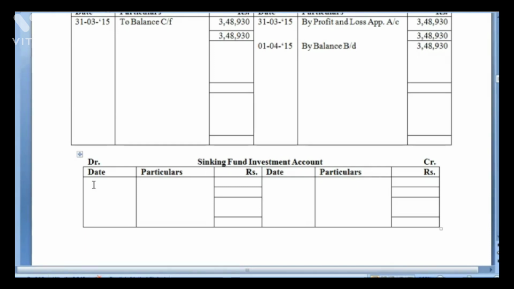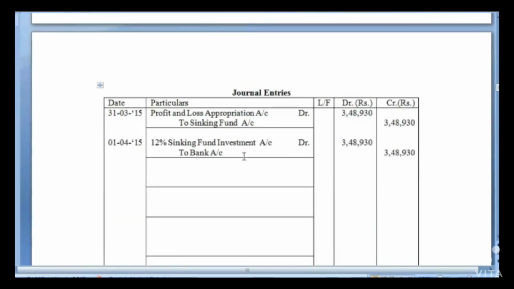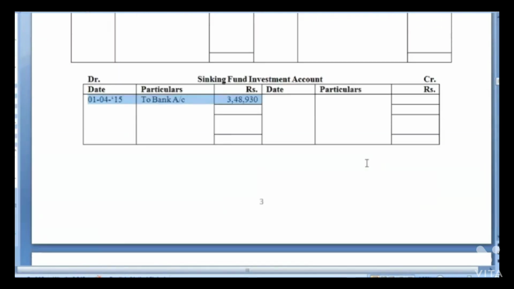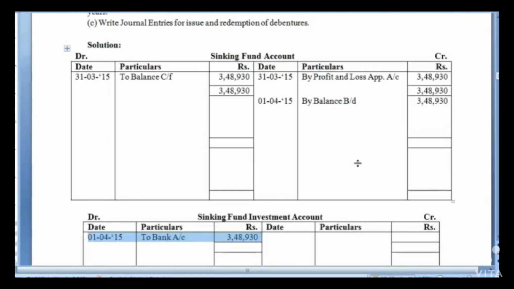The entry થાય sinking fund investment account debited to bank account. તો sinking fund investment account ની debit side to bank account એવું લખાય, right? અને entry તમે sinking fund investment to bank account. આ પહેલું વર્ષ, first year successfully complete થયું, અને બીજું વર્ષ શરૂ થયું. First year completed, second year started.